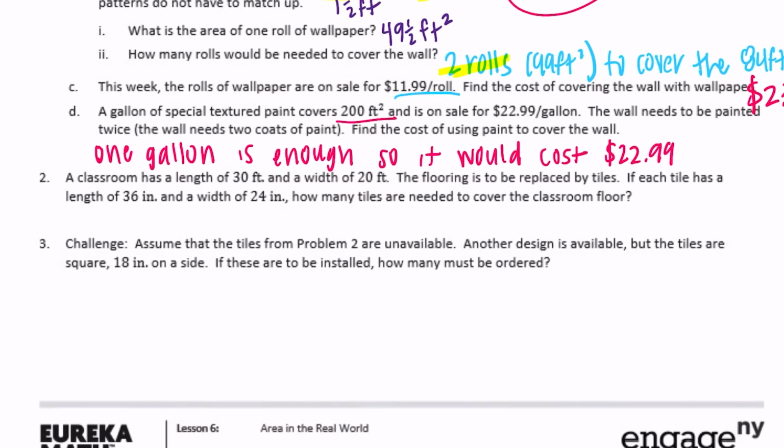All right, on to number 2. A classroom has a length of 30 feet and a width of 20 feet. The flooring is to be replaced by tiles. If each tile has a length of 36 inches and a width of 24 inches, how many tiles are needed to cover the classroom floor?